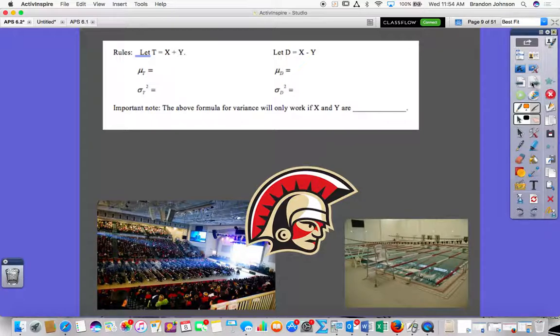What do we do when we add in terms of variables? What do we do with the mean? Well, we simply take the means and add them together. Good. The mean of x plus the mean of y, right? When we subtract, what do we do with the means? Subtract them. Mean of x minus mean of y, right?